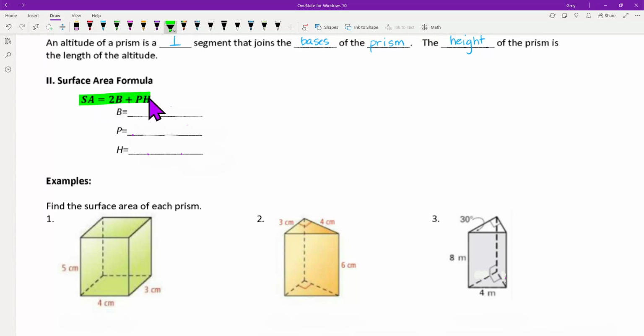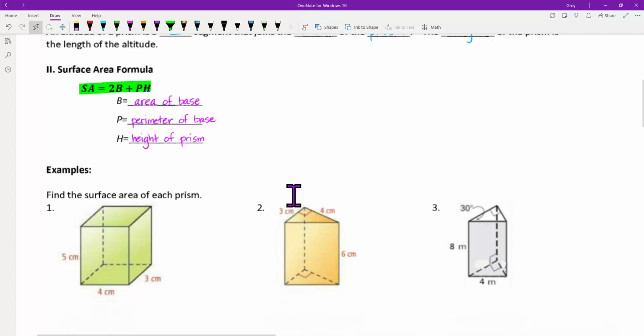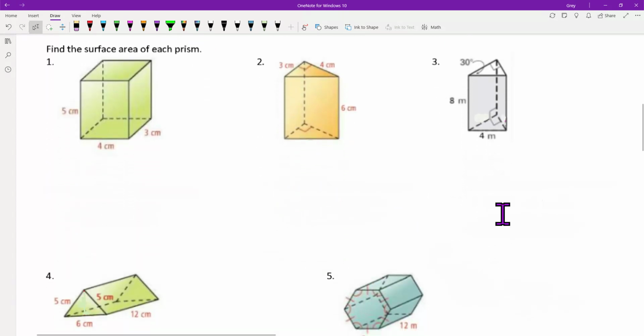Surface area equals 2B plus Ph, 2 times the area of the base. B is the area of the base, P is the perimeter of your base, and H is the height of the prism. I'll be writing that formula down every time, and then you'll see how the numbers from the figure fit into the problem. So find the surface area of the prism. Surface area is 2 times the area of the base plus perimeter times the height.